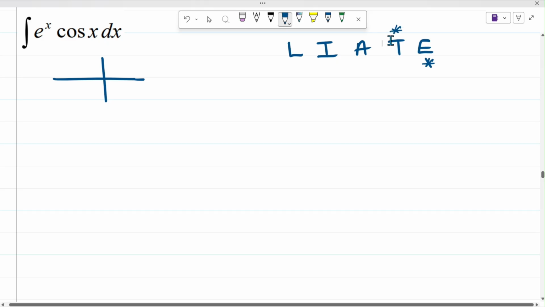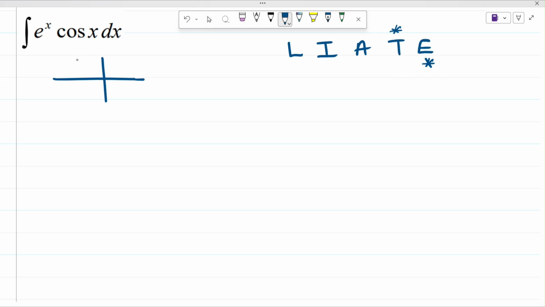According to LIATE, the function that comes first, we differentiate it, and the function that comes last, we integrate it. So cos of x is going to get written here, and then e to the power of x, we're going to write it there. And then we do the differentiation. When we differentiate cos x, it becomes negative sine of x, e to the power x. When we integrate it, it remains as e to the power of x. Makes sense, right?